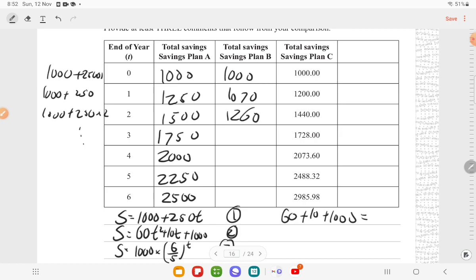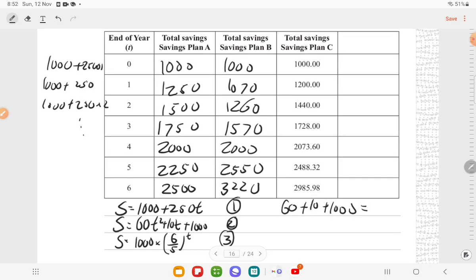1,260. 1,570. 2,000. 2,550. I'm guessing you don't have to show your working for this. 220. Okay, then, yeah, I think it's easy to graph this.